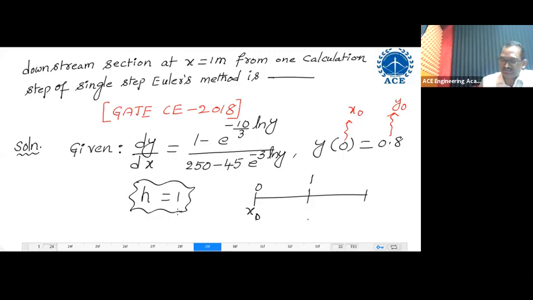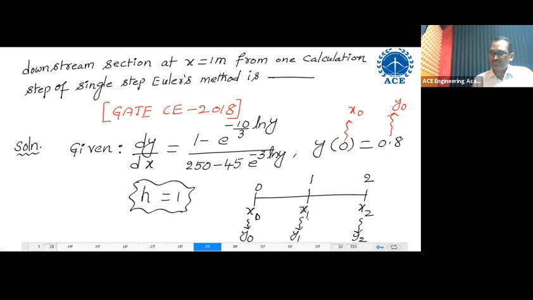So this is x0, this is x1, this is x2. If subinterval length is 1 unit, this is 1. If subinterval length is 1 unit, this is 2. Do you know y value at x0 should be y0? Y value at x1 should be y1. Y value at x2 should be y2.